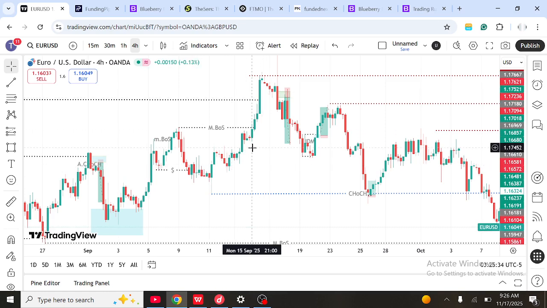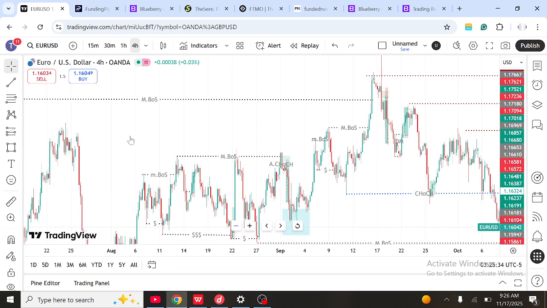All right, so that is how you can make use of my entry strategy on 4 hours time frame. So it applies to both Euro USD that we just used as an example, GBP USD, gold, and the likes.